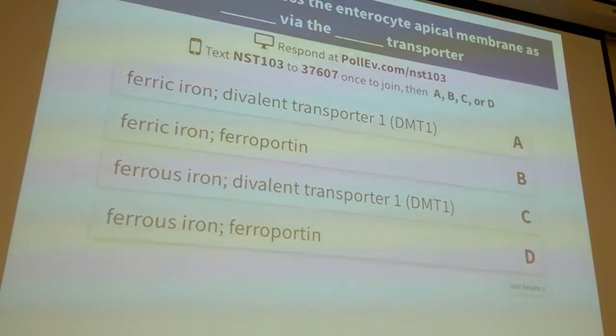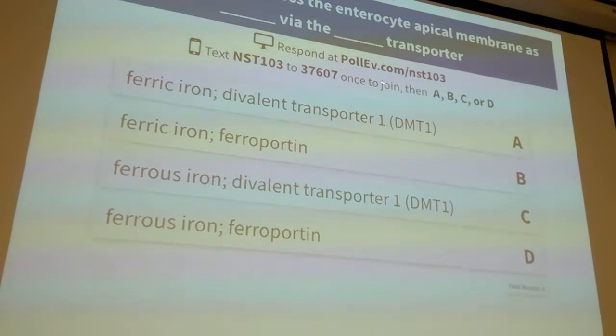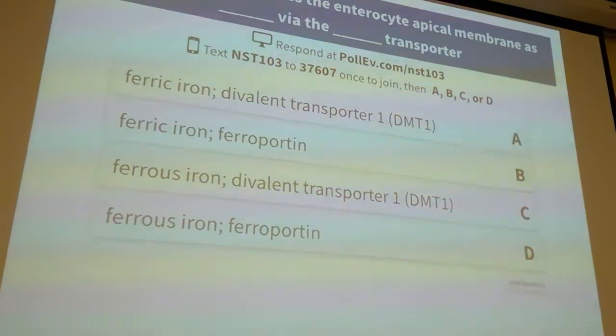So I'll continue to do this just to give some example questions. It's also useful for me to get a sense of how well you understand the material. Again, you can respond by going to this website, tolev.com/NST103, and it'll give you the question and the choices, or you can do this by text message. You text NST103 to this number, and then you answer by texting these various letters, just like we did at the beginning of the semester.